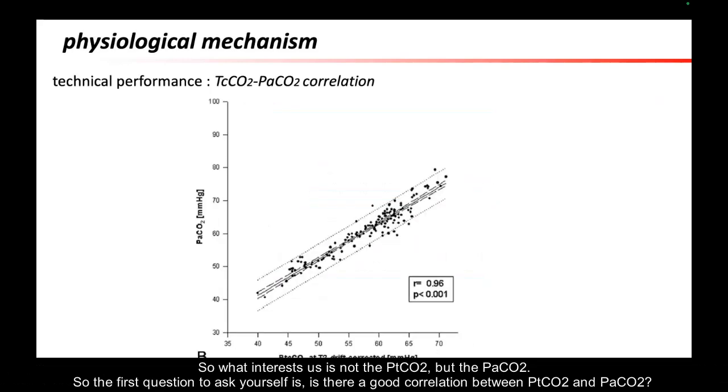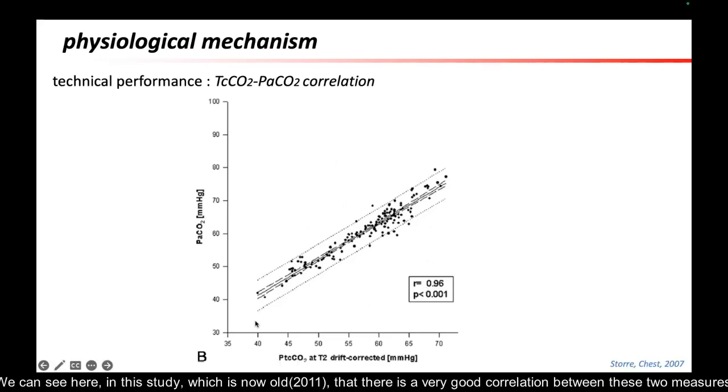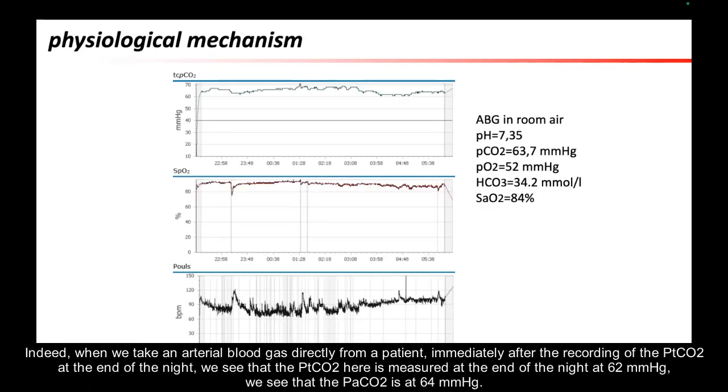So what interests us is not the PtCO2, but the PaCO2. So the first question to ask yourself is: is there a good correlation between PtCO2 and PaCO2? We can see here in this study, which is now old, that there is a very good correlation between these two measures. Indeed, when we take an arterial blood gas directly from a patient, immediately after the recording of the PtCO2 at the end of the night, we see that the PtCO2 is measured at 62 mmHg. We see that the PaCO2 is at 64 mmHg.